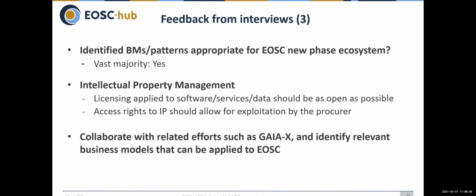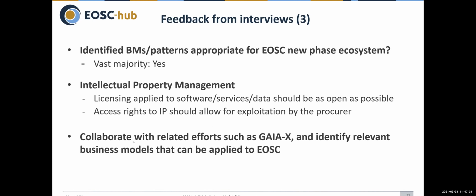Then some last points from interviews. The vast majority said that the identified business models and patterns were appropriate for this current new phase. Regarding intellectual property, there were some comments saying that licensing applied to the software, services, data, and so on should be as open as possible, and access rights to the IP should allow for the exploitation by the procurer, which for the first case will be the Commission, and I guess the Commission also said that they want to have the IP with the member states and the associated states participating.